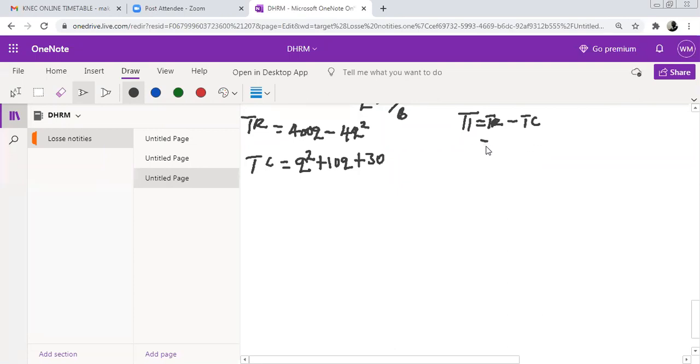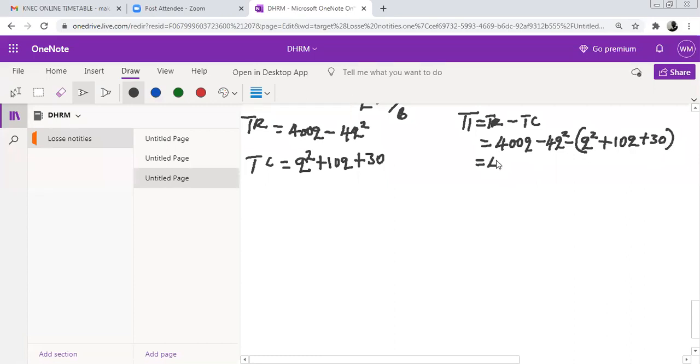In this case, the total revenue is given as 400Q minus 4Q squared, minus, into bracket, the equation for total cost, which is Q squared plus 10Q plus 30. So we need to open the bracket carefully. And remember, I've said here, always keep total cost in brackets.